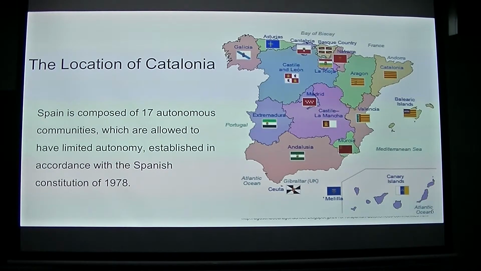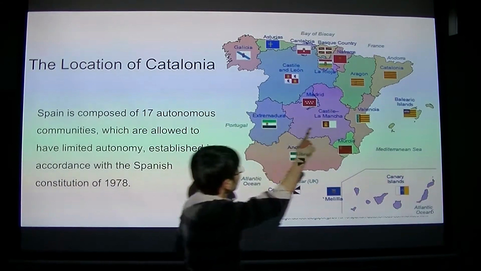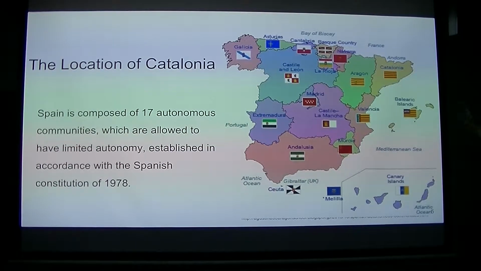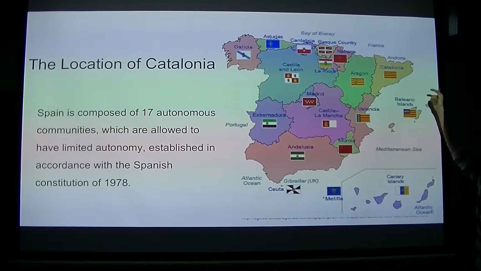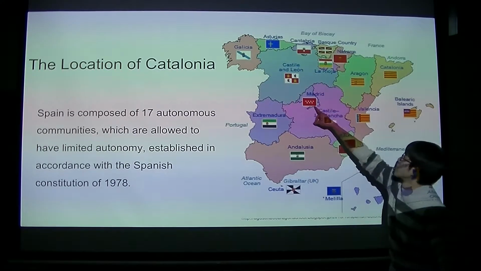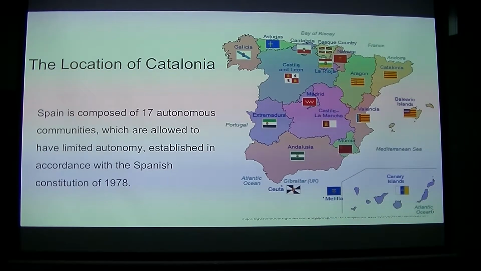The location of Catalonia is here, the very east and north, next to France. And this is the capital, Madrid. The professor told me that this is a very artificial center, but Catalonia is here.